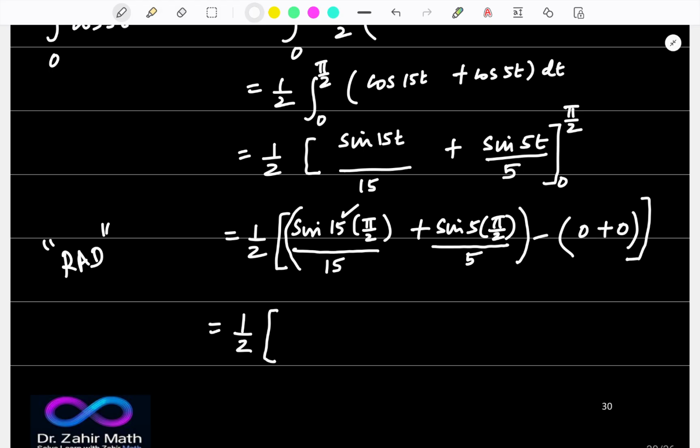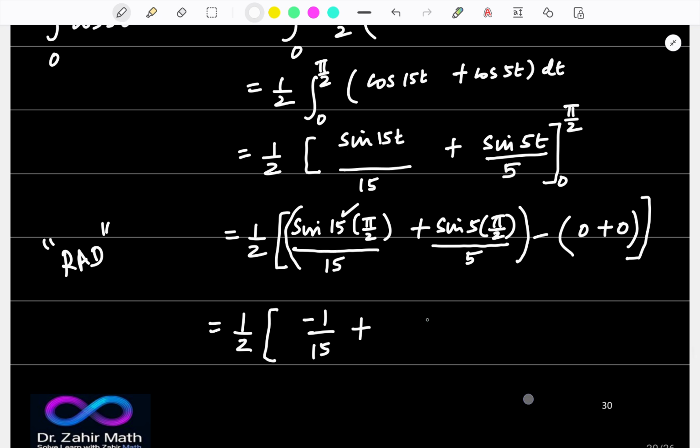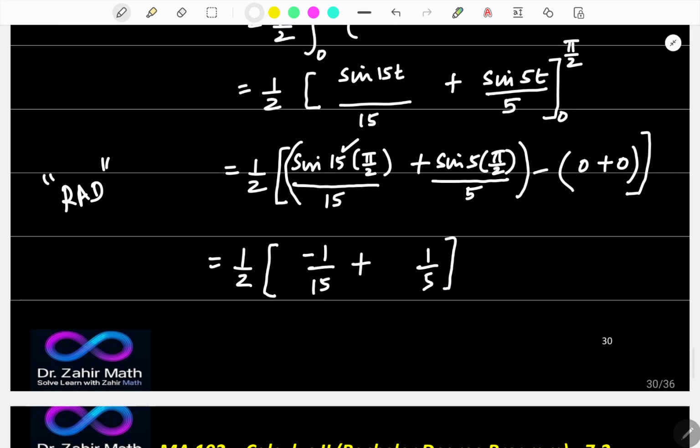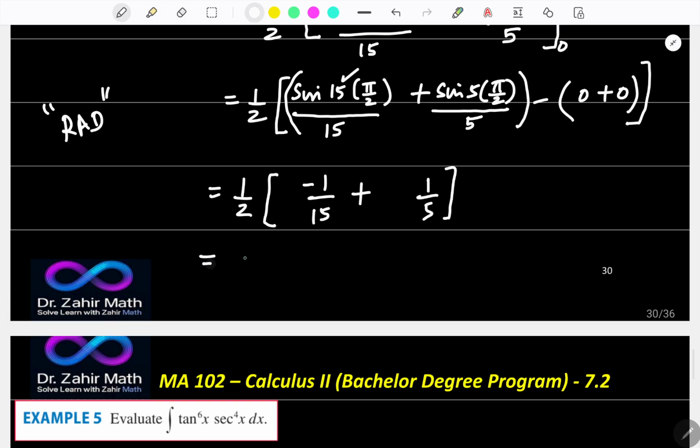So then close the bracket, 15 times pi over 2, which is equal to negative 1. So this is negative 1 by 15 plus, and then the same thing, you just multiply 5 times pi by 2. Remove this 15 and put 5, and I will get 1 divided by 5. Okay, so this equals what? Minus 1 divided by 30 and then plus 1 divided by 10, which is equal to, put in the calculator, I know the answer, 1 by 15.